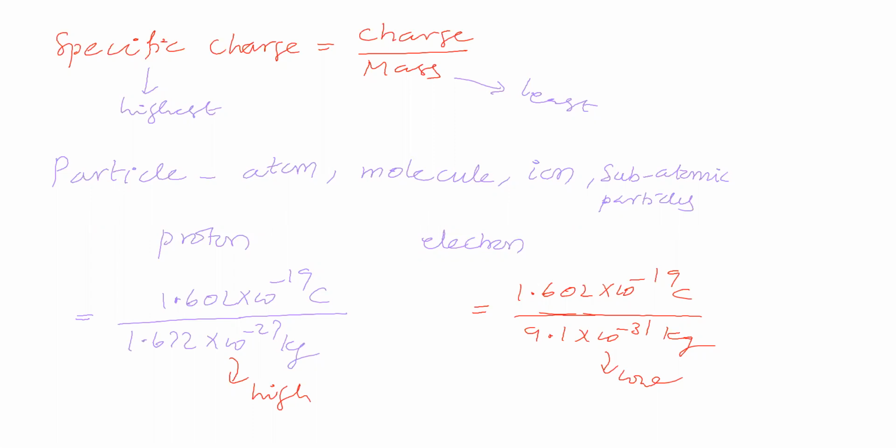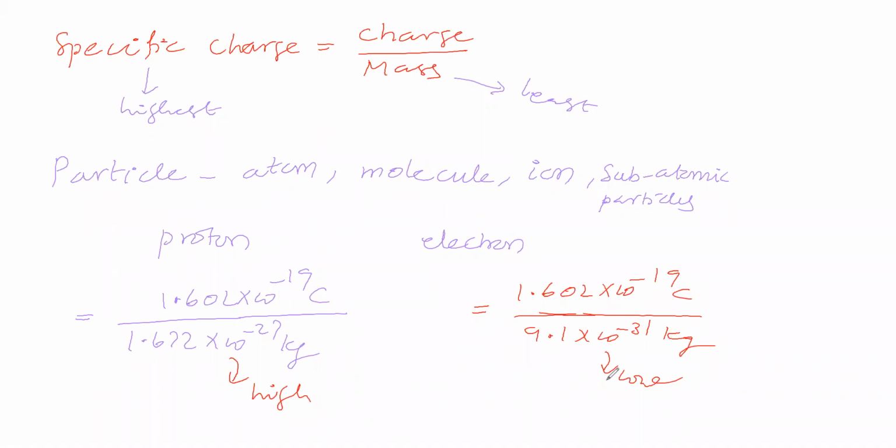Now regarding proton specific charge and electron specific charge, the charge of proton and electron remains the same, so the numerator is the same for both. The denominator is high for proton and low for electron. Now you say, is the highest specific charge for proton or electron? The highest specific charge is for electron. So among the universe, the specific charge of electron is highest.